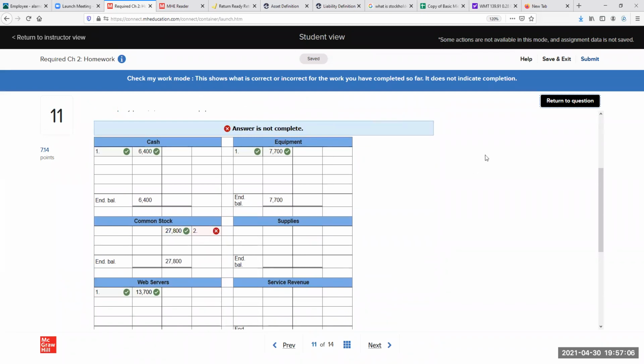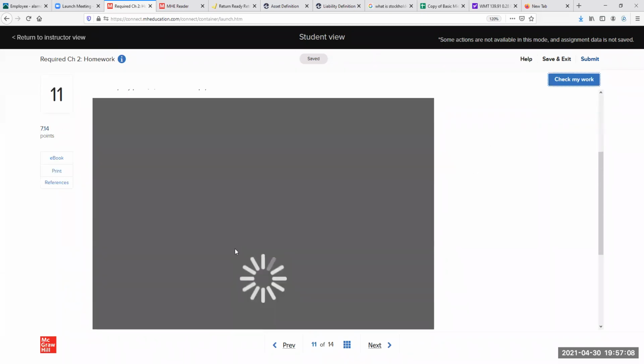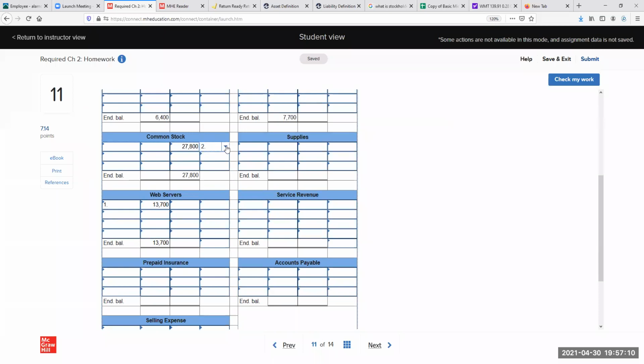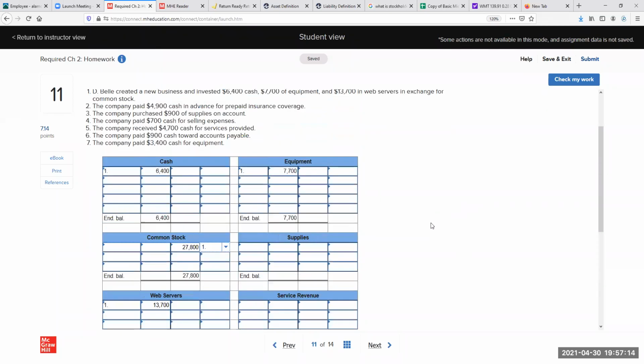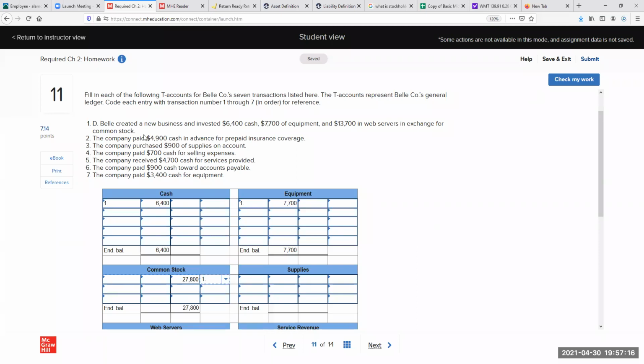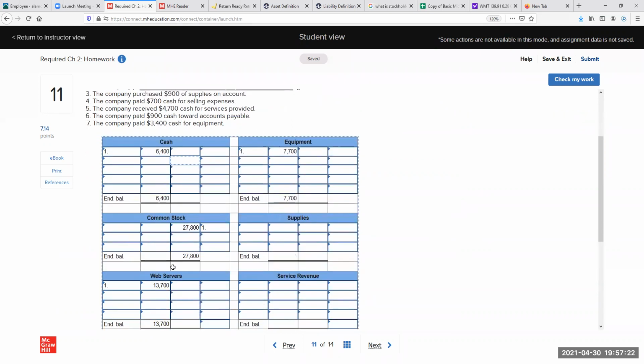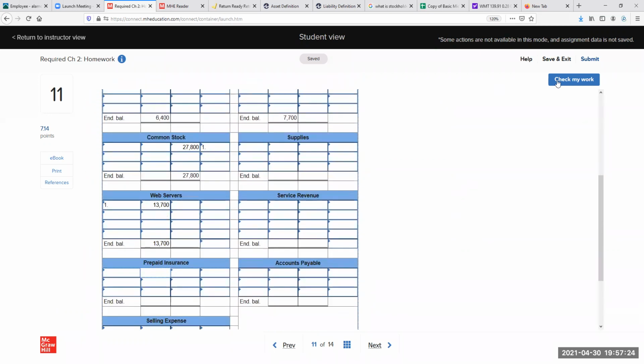Oh yeah, I'm sorry. That was part of number 1. I just should have put a 1 there. But a minute ago they had the date on the inside on one of the problems. Okay, so that's what you're going to do. The company paid $4,900 cash in advance for prepaid insurance. So cash is going to go down, and then you're going to have an asset called prepaid insurance. All right, what's next?